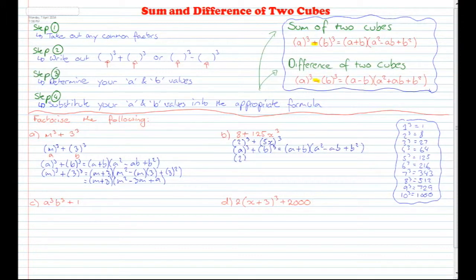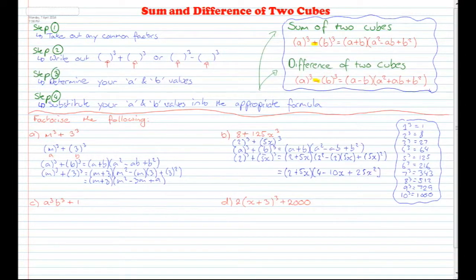So we've got 2 cubed plus 5x cubed is going to be, well, our a is 2 and our b is 5x, so 2 plus 5x, multiplied by our a being 2 squared, minus ab, so that is going to be 2 times 5x, plus b squared, so that's plus 5x squared. Now I've written that in brackets because the squared needs to go to both the 5 and the x. So now I expand and simplify: 2 plus 5x, bracket 2 squared is 4, minus 2 times 5x is 10x, plus 5x squared, well that's going to be 5 squared is 25, and x squared is x squared.